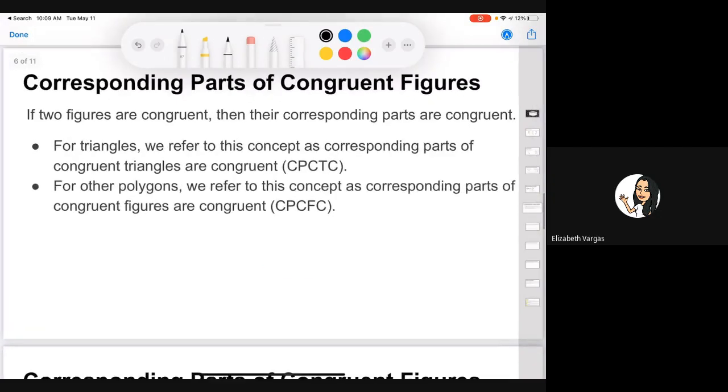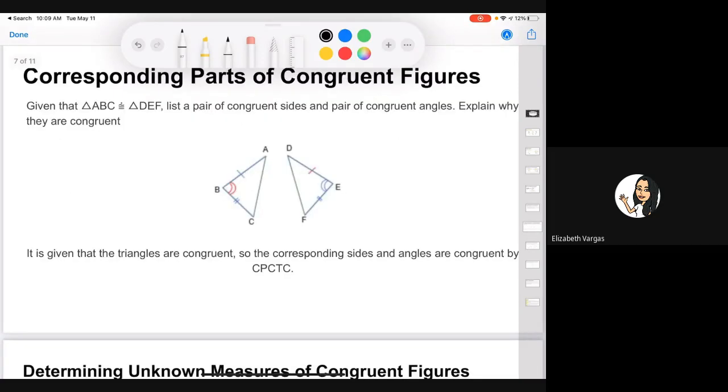Okay, so now we're going to look at the corresponding parts of congruent figures. Basically, what this states is that if two figures are congruent, then the corresponding parts are congruent. So basically, if I've determined already that two figures are congruent, then all their parts will be congruent. For example, here I'm told the triangle ABC is congruent to triangle DEF. So I'm told already that these two figures are congruent to each other. This triangle is congruent to this triangle. Given that information, what I can determine is what pairs of sides and pairs of angles are congruent to each other.